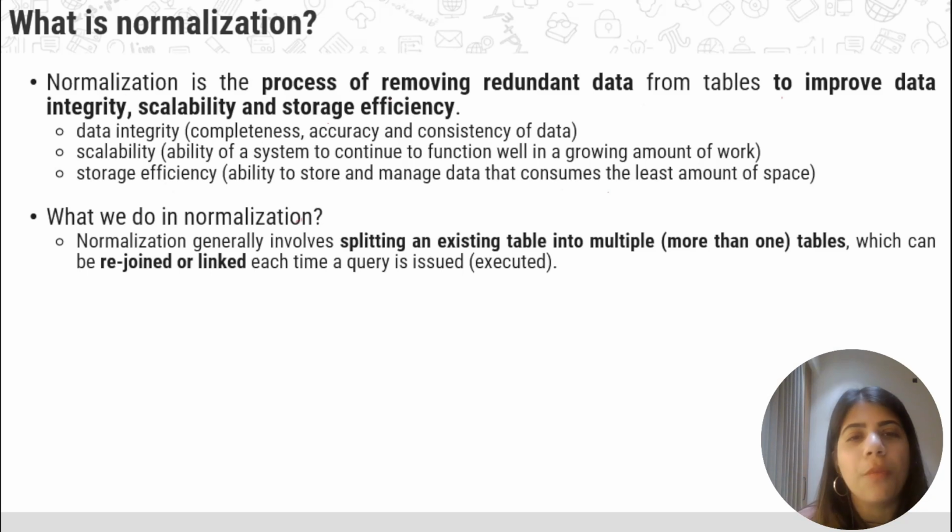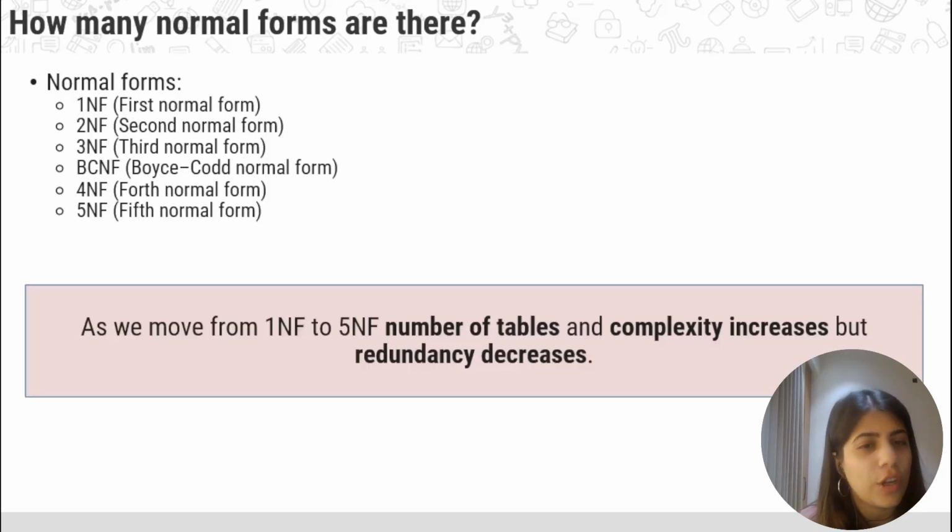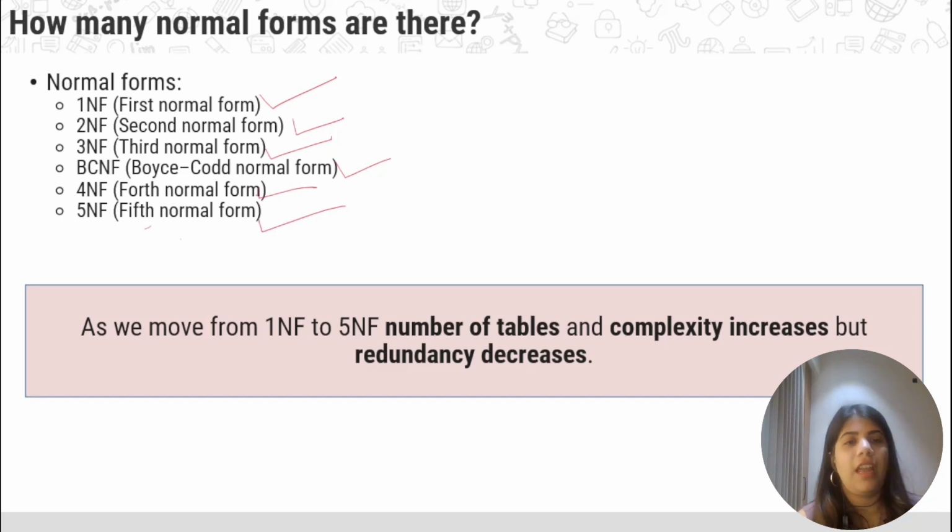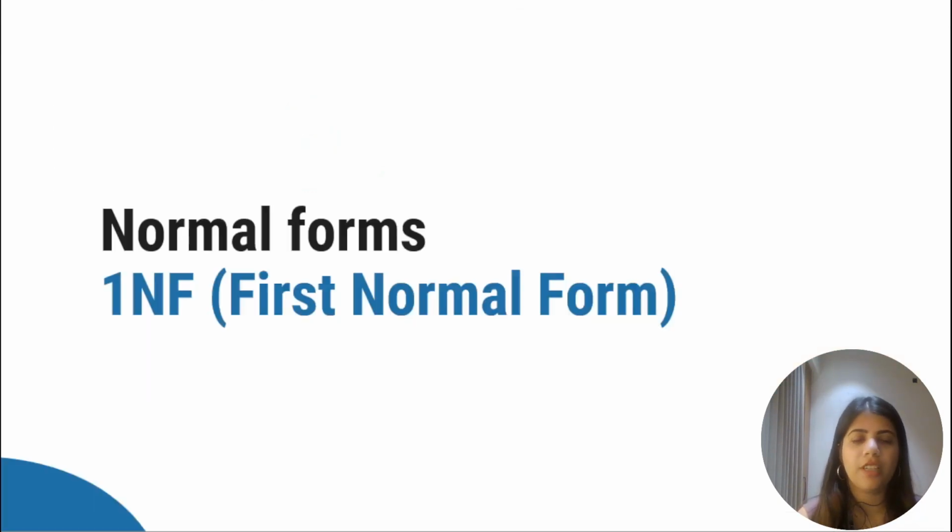Now, how many forms of normalization are there, which we are going to study, is 1NF, which is first normal form, 2NF, second normal form, 3NF, third normal form, BCNF, which means Boyce-Codd normal form, 4NF, fourth normal form, and the fifth one, 5NF, fifth normal form. As we move from 1NF to 5NF, number of tables and complexity will be increasing, but the redundancy will be decreasing. Start with the first normal form, which is 1NF.